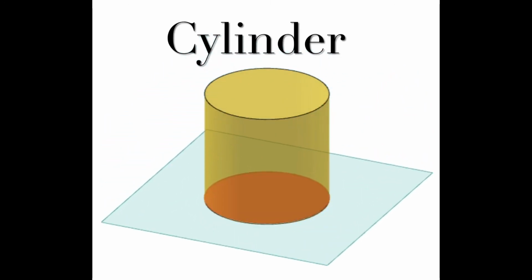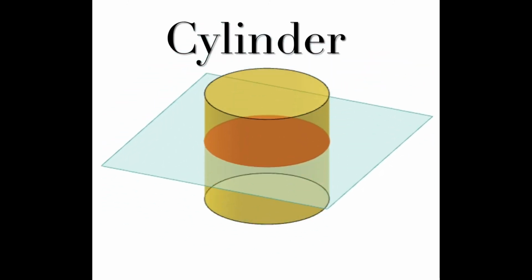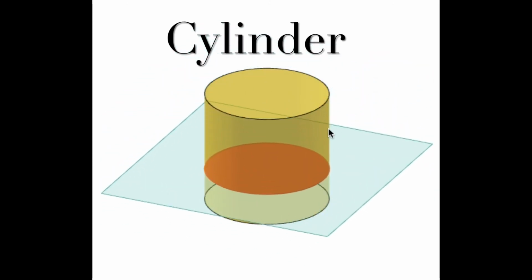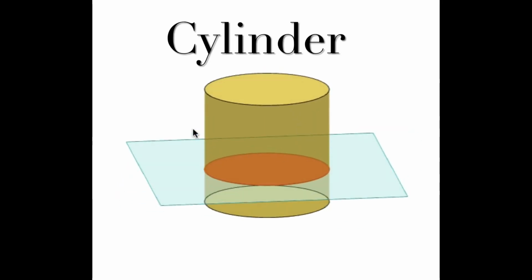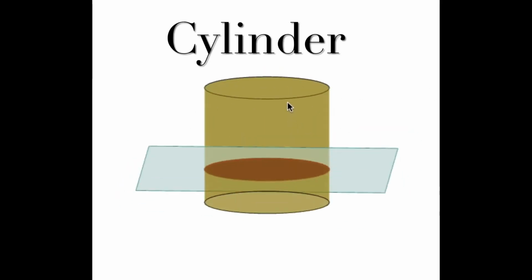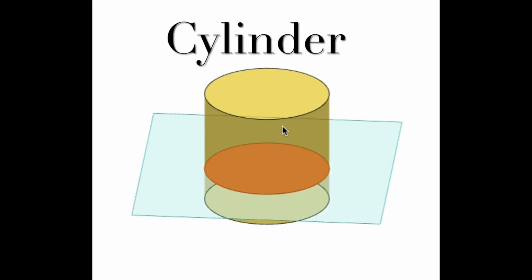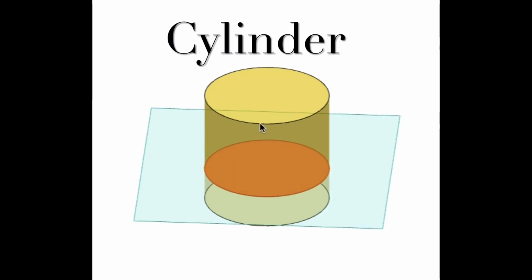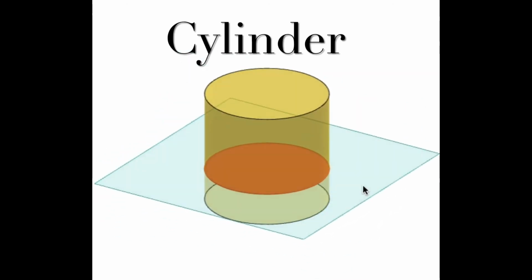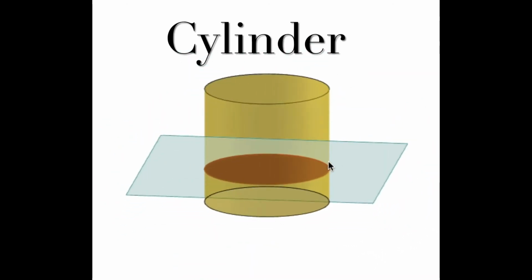A cylinder is a shape whose bottom and top are the same size, and it has one kind of round face all the way around it. But we say that it has two faces. 1, 2. It has 0 edges because there are not any faces meeting each other, and it has 0 vertices because there are no edges meeting each other. So it's a shape with 2 faces and 0 vertices and 0 edges.